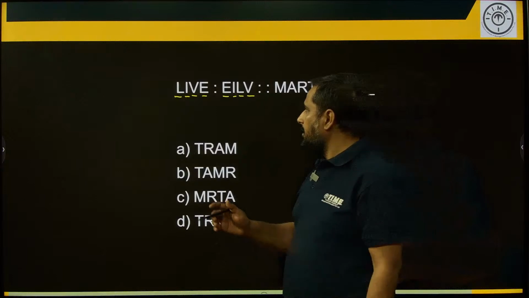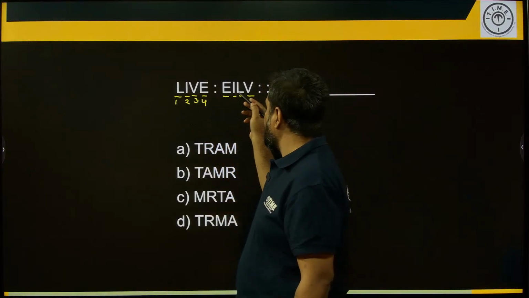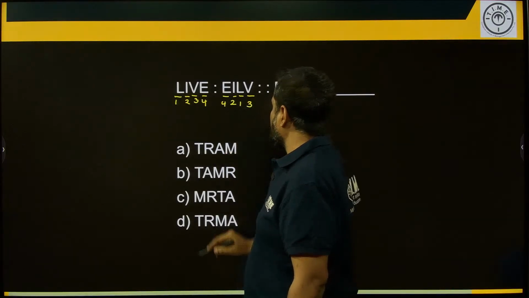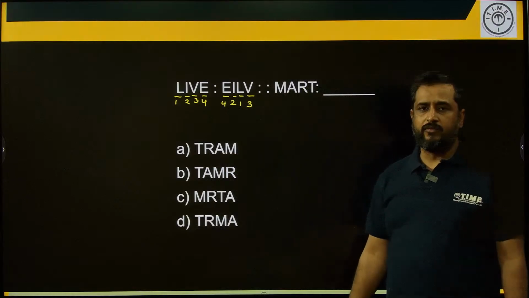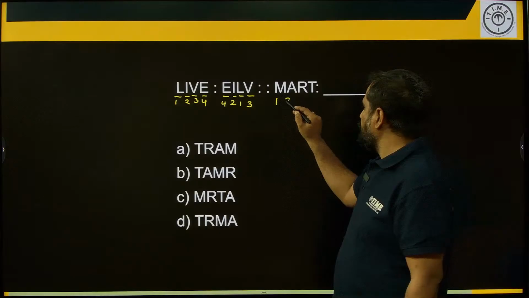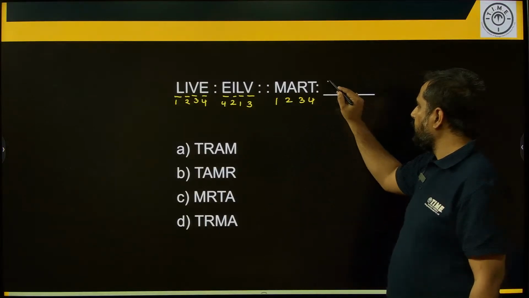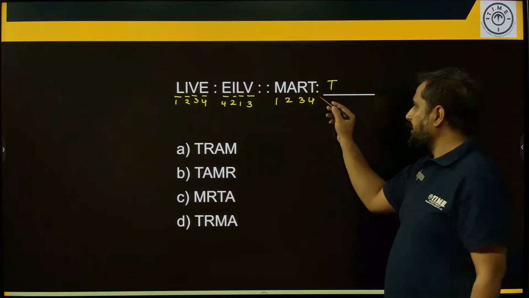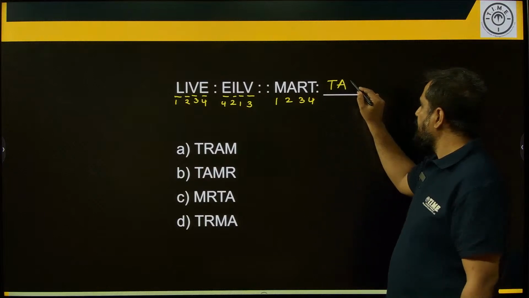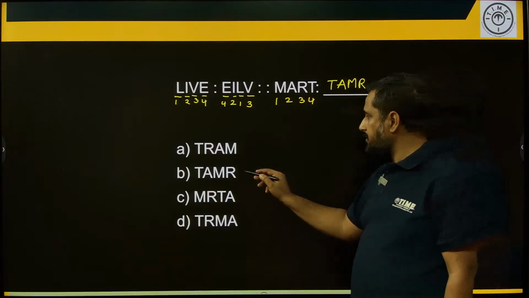Just try to give the numbering 1, 2, 3, 4. Now what is happening here? 4, 2 and 1, 3. So 1, 2, 3, 4 become 4, 2, 1, 3. And try to apply the similar logic in the right side pair as well. Now 1, 2, 3, 4. Now it should be 4, 2, 1, 3. 4 is T. Fourth position letter is T. The second position letter is A. The first position is M. And in the third position we have R. TAMR. It is matching with choice B.